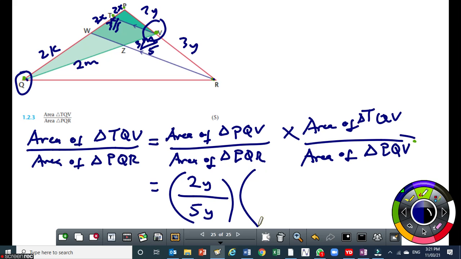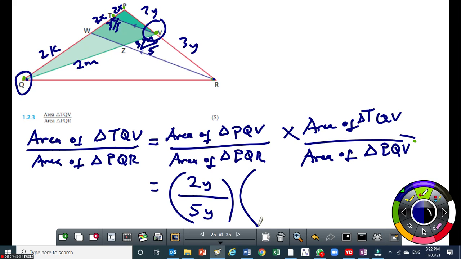Remember, TQV and PQV also share a common what? Common height. Therefore, the ratio of their areas will equal the ratio of their bases. Make sure you know that. I think I told you that the other day: if two triangles share a common vertex, and their bases are on the same straight line, it means the ratio of their areas will be equal to the ratio of their bases. I spoke about this maybe on day 1, day 2, somewhere there.